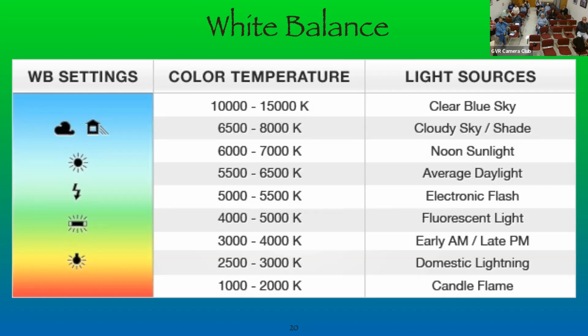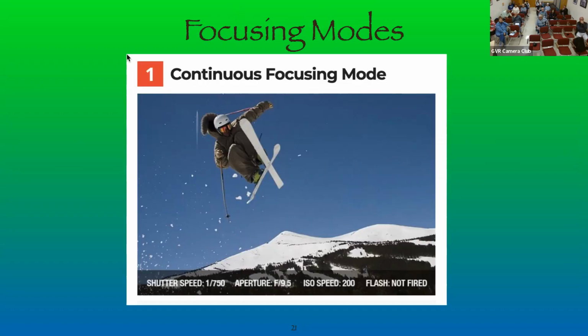Focusing modes: we've got continuous focusing mode. That is the one I use all the time because I shoot stuff that moves. You don't need continuous focusing when you're shooting an elephant head. It's not going anywhere. Again, I shoot activities; I used to shoot the grandkids' sports all the time, so I use a continuous focusing mode.